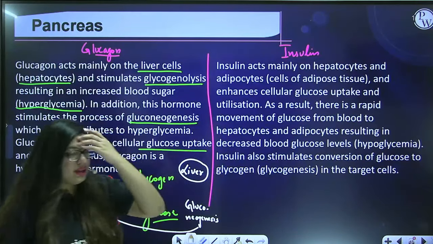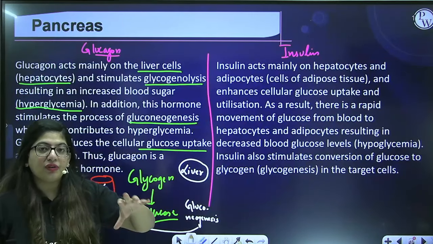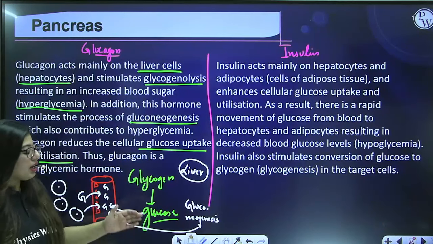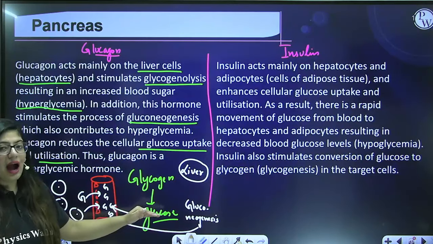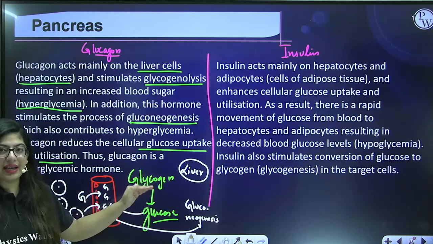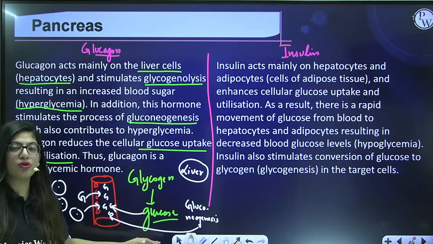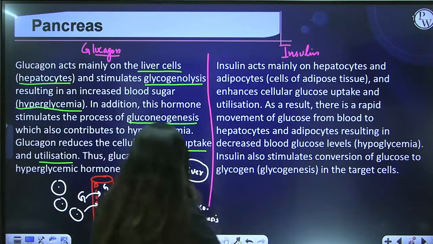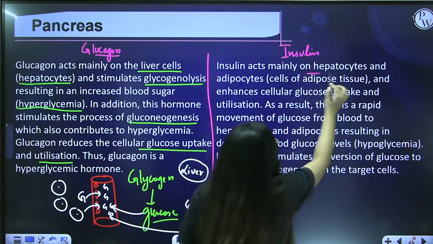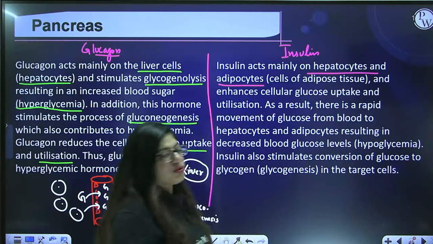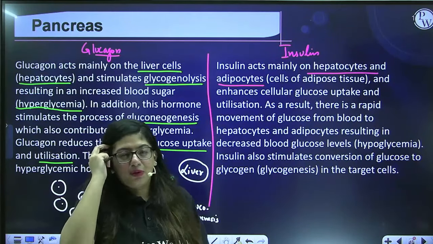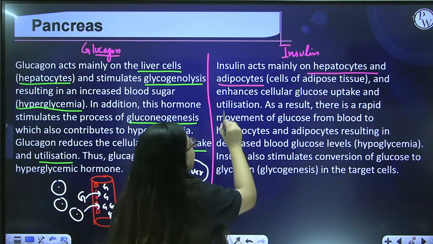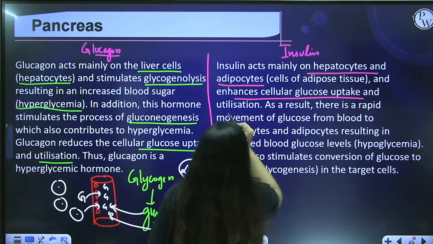Second is insulin. So insulin is working opposite. It will do the things that this one is not doing. So it will do the reverse. What will insulin do? It will ask the glucose to go into the cells, and it will also ask the glucose to go into the liver cell and become glycogen, right? So insulin acts mainly on hepatocytes and adipocytes. Adipocytes are cells of the adipose tissue, and it will ask the glucose to get converted into fat and enhances cellular glucose uptake and utilization.